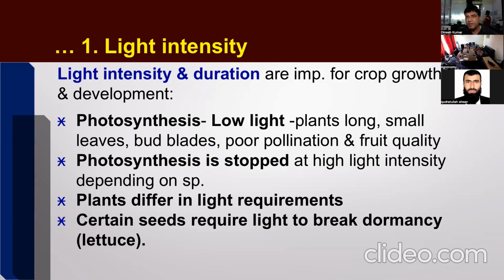Plants differ in light requirement. As I have shown you, the temperate plants generally require lower light intensity than the tropical plants. Certain seeds require light to break dormancy. For example, lettuce. Lettuce is an example where light is required to break the dormancy. So this is an example.